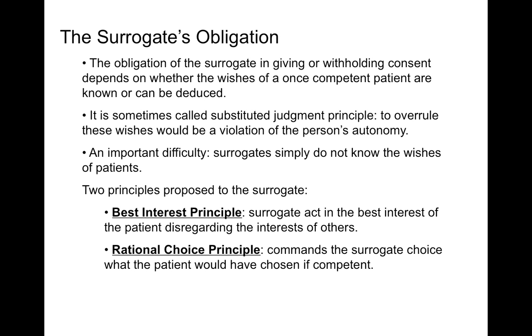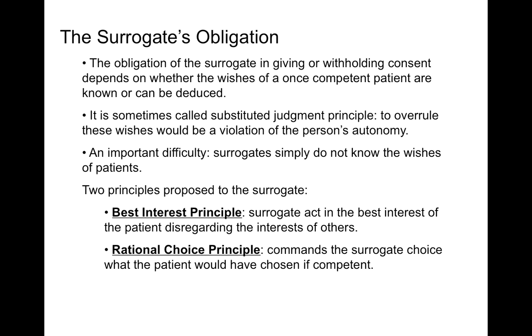Surrogate's obligation. The obligation of the surrogate is that giving or withholding consent depends on the wishes of a once competent patient, and hopefully those wishes are known or can be deduced. So again, we saw this before. If we have an advance directive or a living will, this makes things easier for the surrogate. But there are two principles that your book mentions that surrogates might use to try to determine a patient's desire.